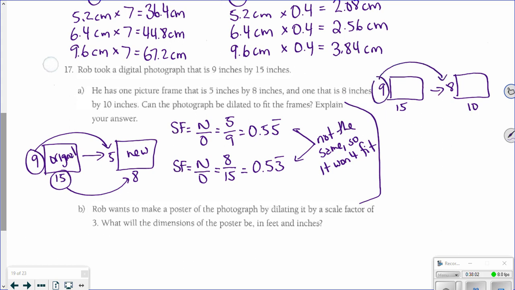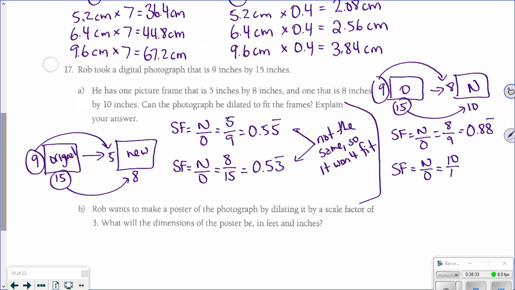We're going to do the same thing. We're going to match up our matching sides. So my scale factor is going to be the new divided by the original. This is my new one, the frame. My original is the picture he actually took. So 8 divided by 9 is going to be 0.88 repeating. If I do the same thing for my other, my new over the original is going to be 10 over 15. 10 over 15 is 0.66 repeating. Also not going to work. The scale factors don't match.